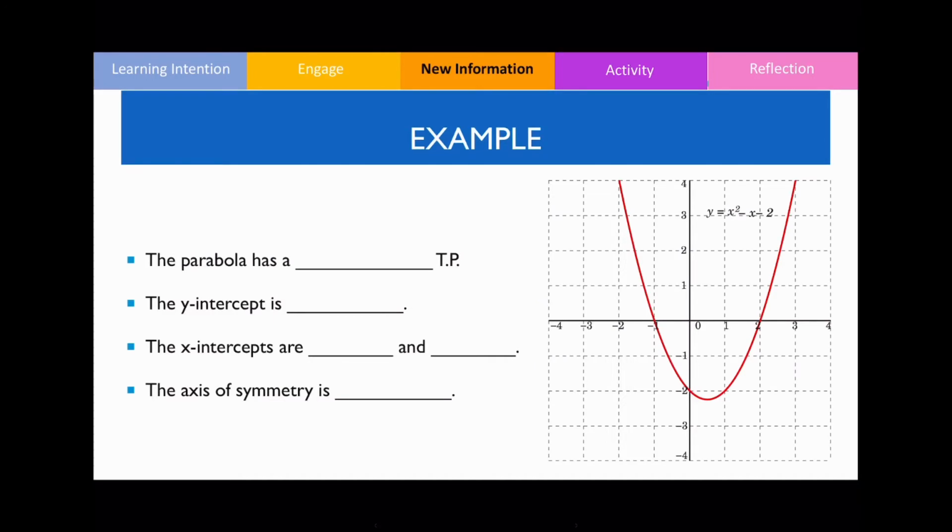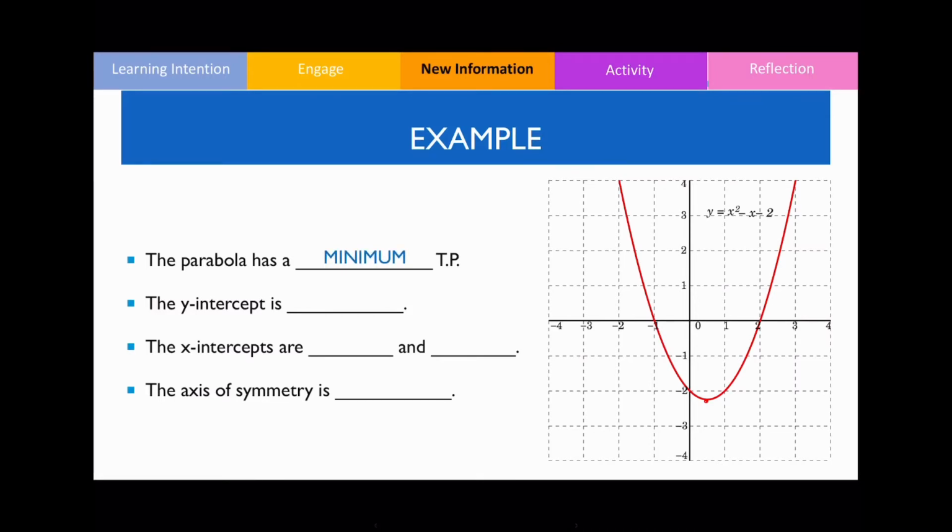Now that we've gone through all the features of a parabola, let's now do an example together that goes through all of the key features. So the first part of the question wants to identify what type of turning point is present on the graph shown on the right hand side. And since you've got a happy face parabola, the type of turning point that's present is going to be a minimum, because as you can see here, that's the lowest point found on the graph. So this is going to be a minimum.